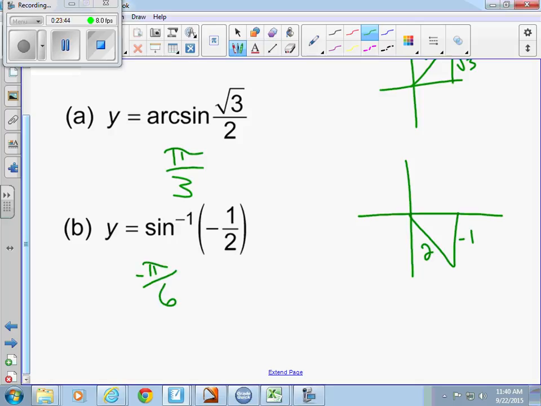Now, I know some of you are saying, but what about 11 pi over 6? That's equivalent, but that's not the answer sine inverse will give you. Sine inverse will give you the answer between negative pi over 2 and pi over 2. So it'll give you a negative angle in quadrant 4 or a positive angle in quadrant 4. Any questions about this?